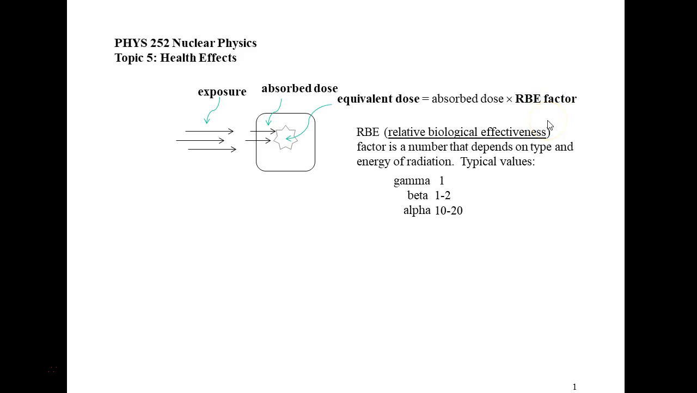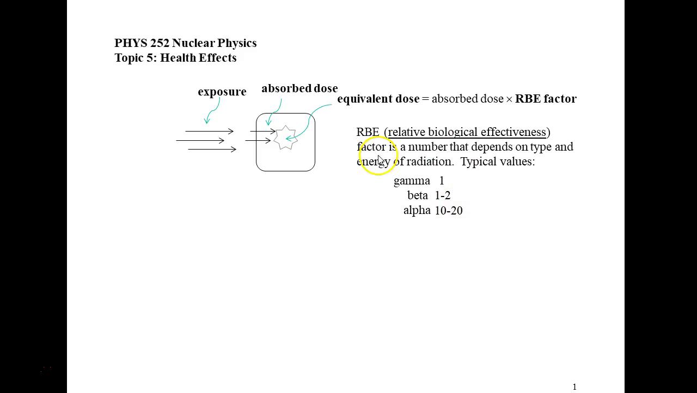This is a pure number, and the size of that number depends on two things: what type of radiation is absorbed, but also what's the energy of that radiation. Because the more energy in the radiation, the more potential damage it can cause. So these are typical values. Gamma rays are typically not as dangerous as betas and alphas once they're in your body. And that's a big caveat. So they're going to have RBE factors of around 1. Beta particles, both minus and plus, are going to have RBE factors between 1 and 2, depending on the energy. Alpha is 10 to 20.